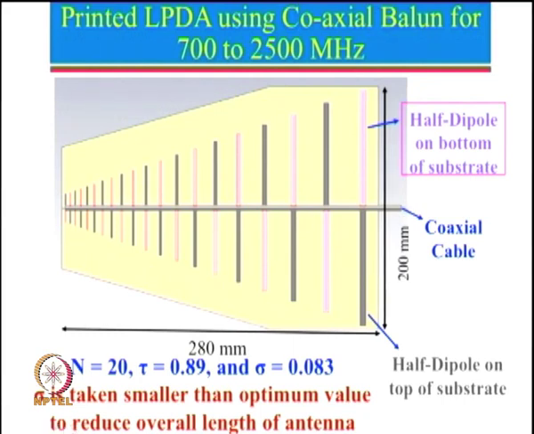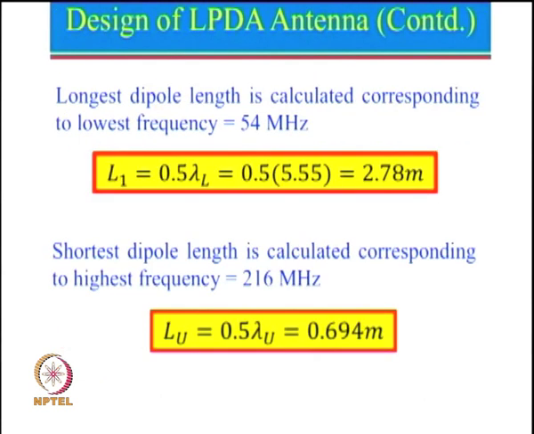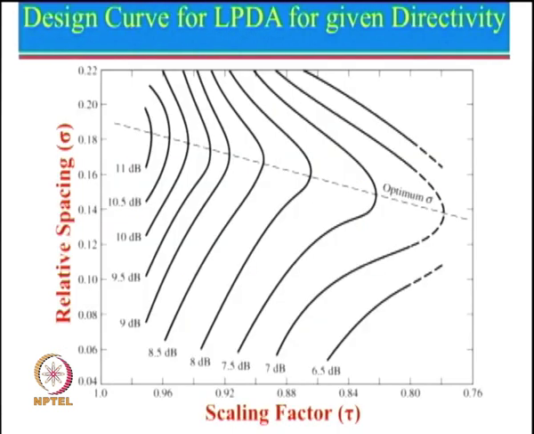Okay. So, just to show you what we have taken over here. Tau is taken 0.89, sigma is taken as 0.083, and we will see that this is not really the optimum one. This is just to demonstrate you can take a non-optimum design also, but it is not really optimum in the real sense. So, you see that 0.89 will be somewhere here, and that is what is 0.083. That curve corresponds to this point here, whereas the optimum value would have been somewhere here.